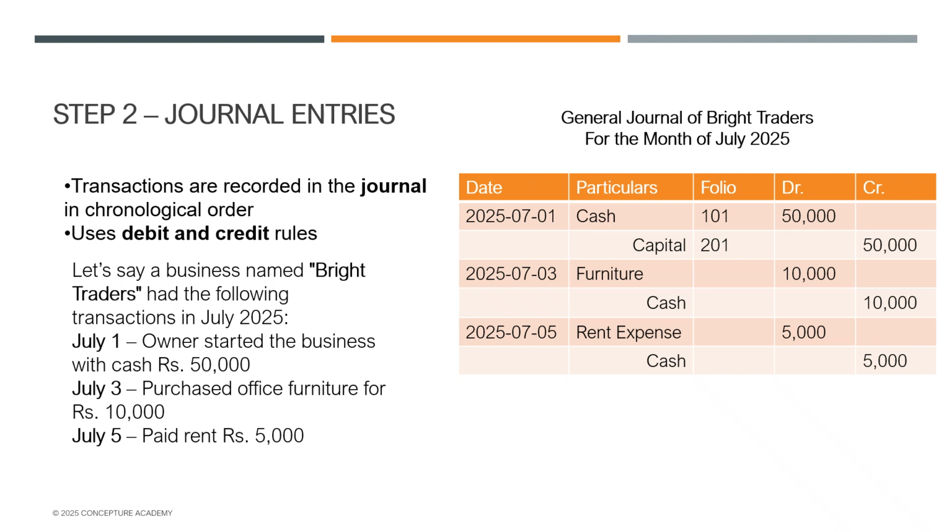The third transaction happened on July 5th. Paid rent rupees 5,000. Rent is an expense, so we debit rent account. Cash decreases, so we credit cash account, and the journal entry will be rent to cash account. So this is how we record transactions in the journal using debit and credit rules. We will keep practicing with more examples so you get fully comfortable with the process.